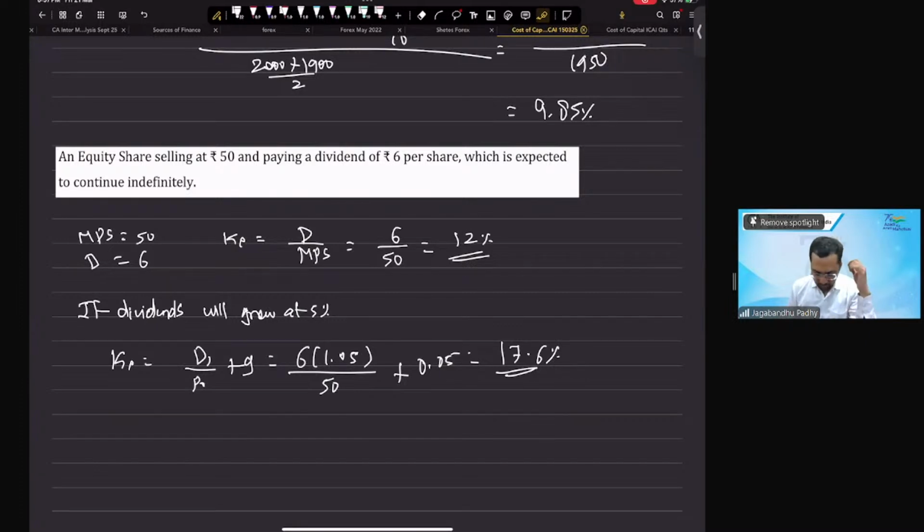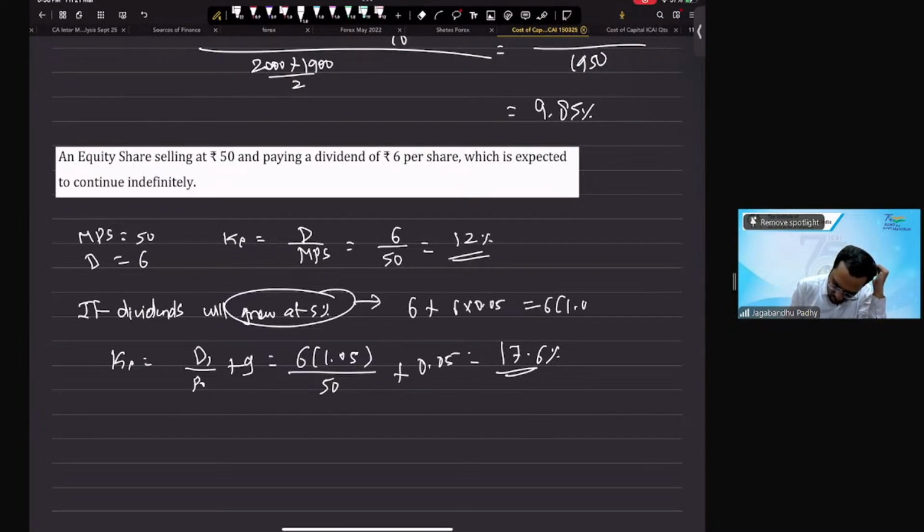Point 0.05, where is it given? 5% is a growth rate, right? You have a growth rate of 5%. So 6 plus 6 into 0.05, so that is 6 into 1.05. To give the effect of that 5% growth rate, we are multiplying it with 1.05. Did you get it?